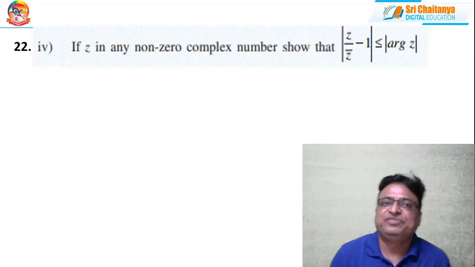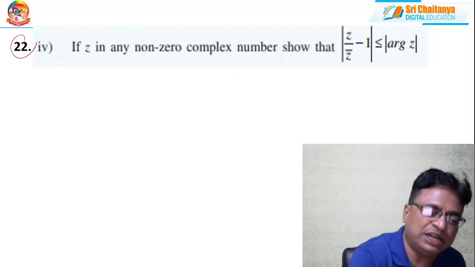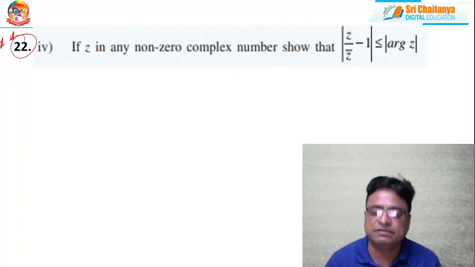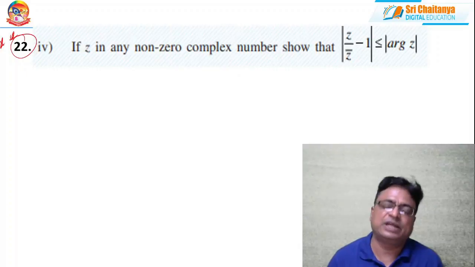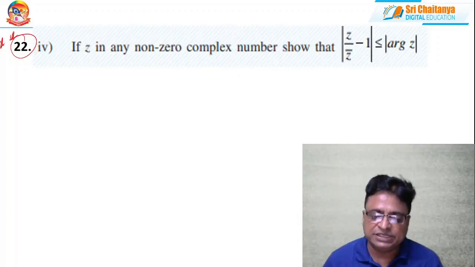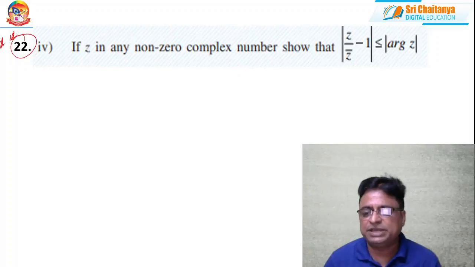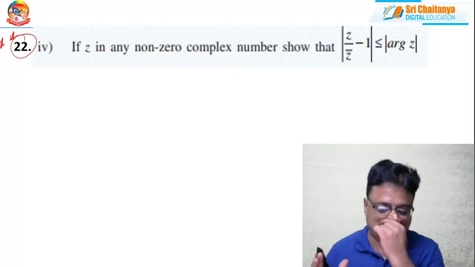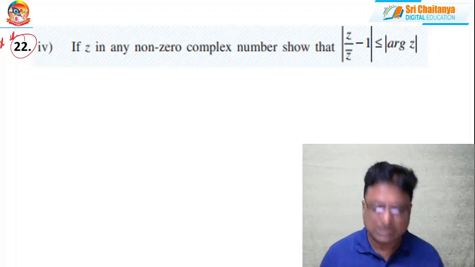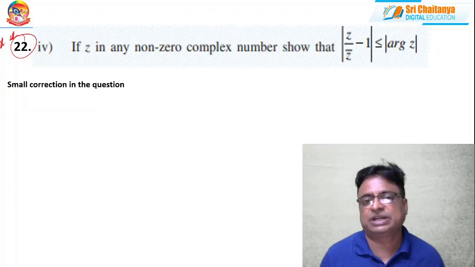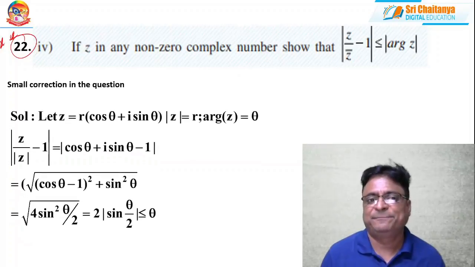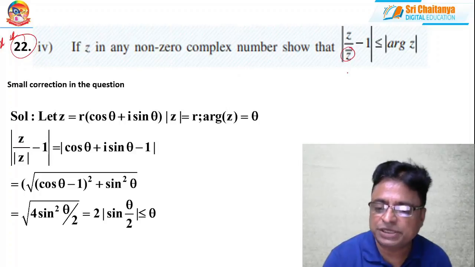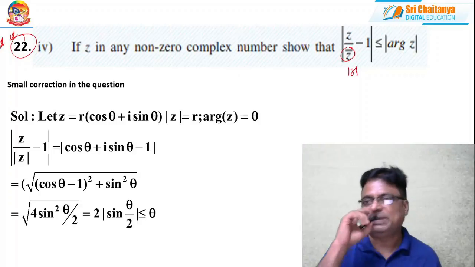This is another important model and inequality. All inequality oriented questions are always important for competitive examinations, especially for JEE Mains and Advanced, not for other examinations. So if z is any complex number, show that mod of z by z bar minus 1 is less than or equal to argument z. So the modulus of z minus z bar minus 1 is always less than or equal to argument of z. I think here also a small correction is there in the question. The question would be like this. Here, instead of mod z bar, you can write z by mod z, not this one. Then only it becomes easy.